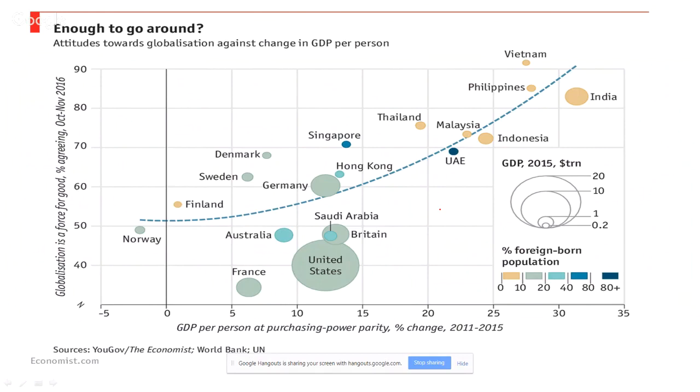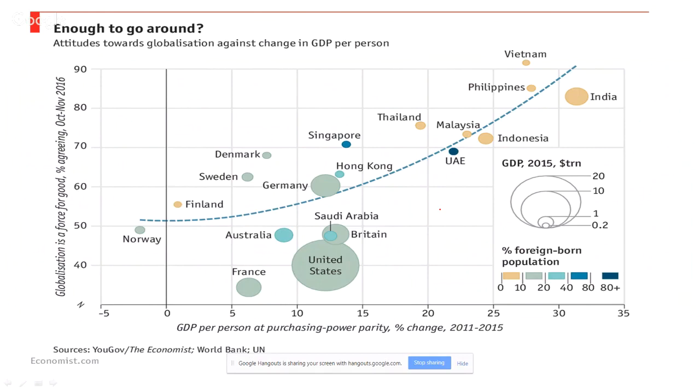On the y-axis is globalization as a force for good: the percentage of people agreeing to this premise, that it's a force for good. You notice that blue dotted line. If you've done a regression analysis and you're plotting that graph, that's conveying a very vital piece of information. It basically says, if you're feeling good about how the economy has grown, you're going to say globalization is good.